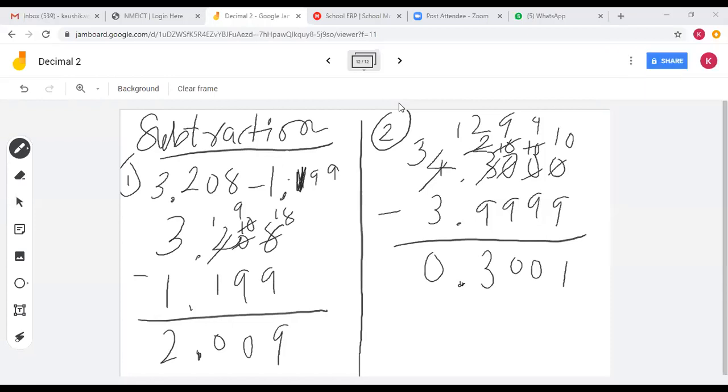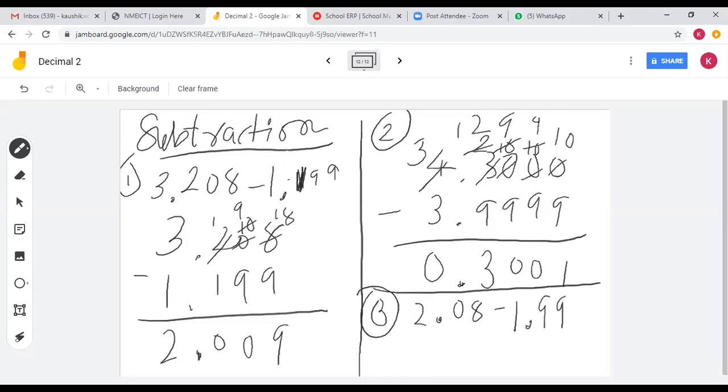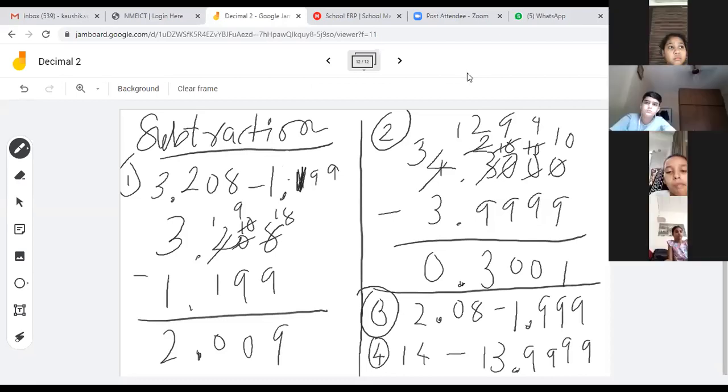Okay. So, homework. Some more homework for you. Number 3, you have to do on your own. 2.08 minus 1.999. Number 4, you have to do 14 minus 13.9999. I'm going to give you difficult sums only as homework. You have to do it. Okay, Shlok?